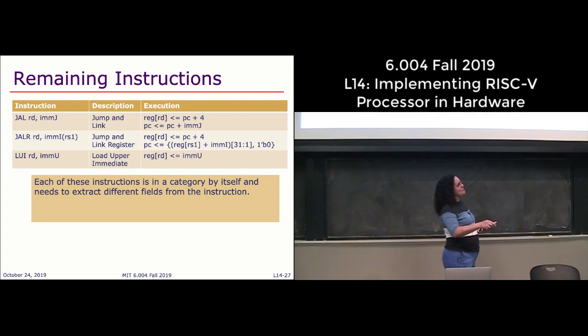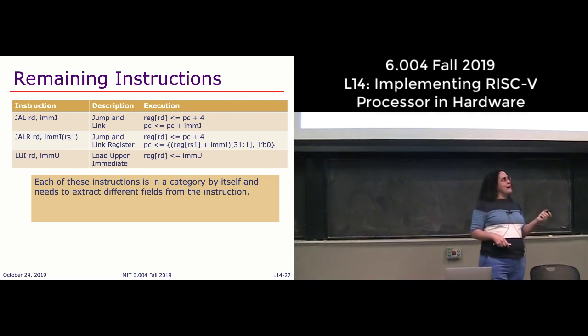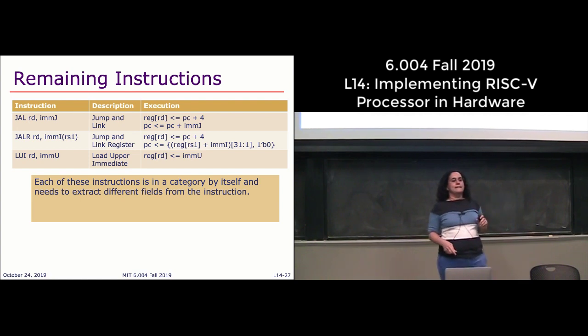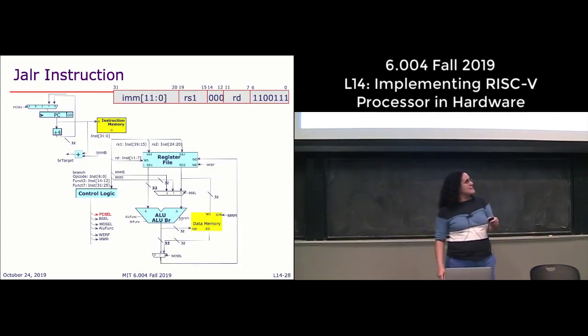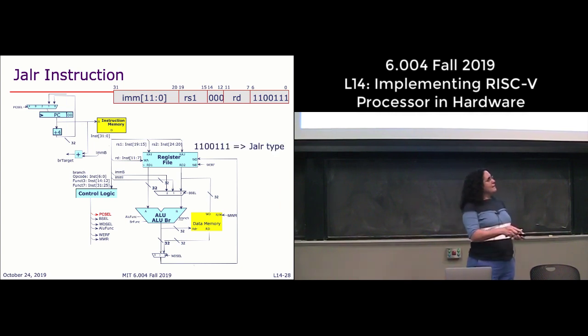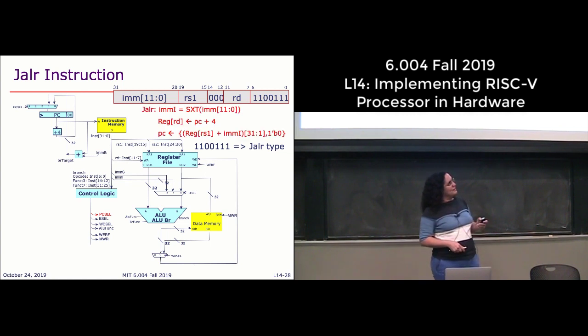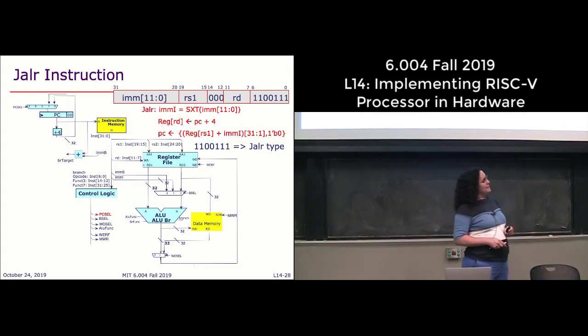So the 2 jump instructions actually modify 2 registers. They modify the PC register and the destination register. Okay, so let's take a look at how this happens. So here's my op type, which indicates that it's a jump and link register operation. And this is what I need to execute.